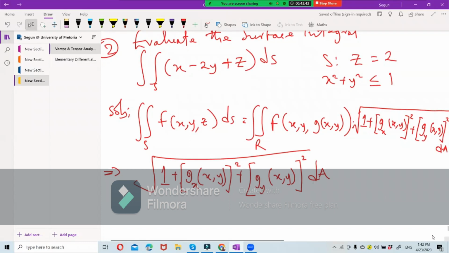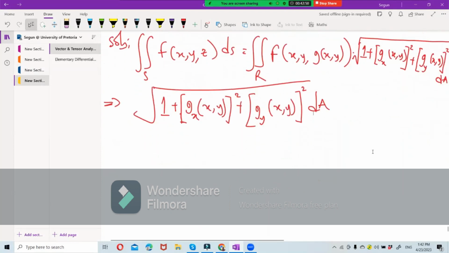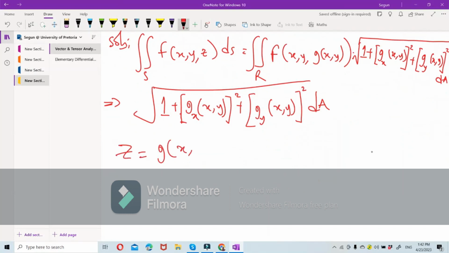Now, can we all see this one, please? Yes, sir. Now, when we say g of x, z, the same z is the same thing as g of x, y. Just picture it as the z we have been talking about. Now, in this case, what we need to do is to get the limits for each of our x and our y.